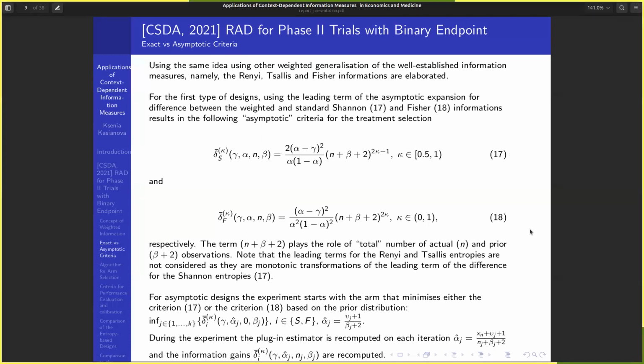Here, you can see that this criteria allows us to achieve two goals: exploration, because there is a term n plus beta plus 2 to the power 2 kappa minus 1 for Shannon and 2 kappa for Fisher, and exploitation, meaning that we want to find the treatment arm or the drug that is closer to our desired success probability gamma.